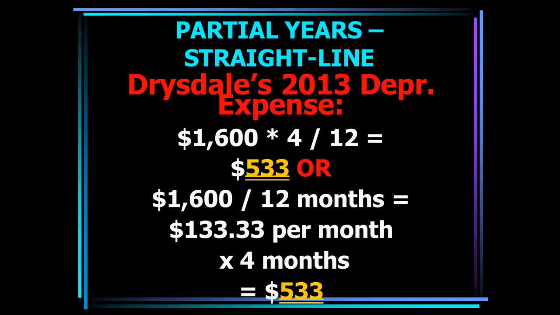Regardless of the way you choose, you're going to get the same answer. You can multiply and then divide, or you can divide and then multiply, and you're going to get the exact same answer. $533, it would be in 33 cents. I just decided to use whole dollars. So 1,600 times 4/12 of a year, or 1,600 divided by 12 times 4. Will be 533. So we're going to have a partial year amount my first year. Why is that? Because I didn't have the asset but for 4 months that first year.